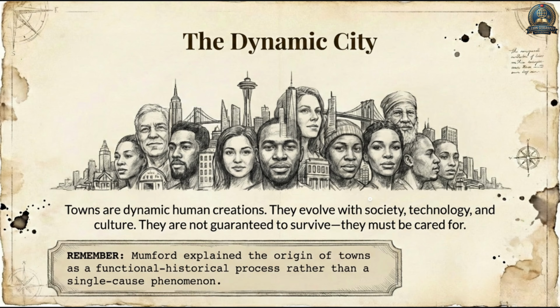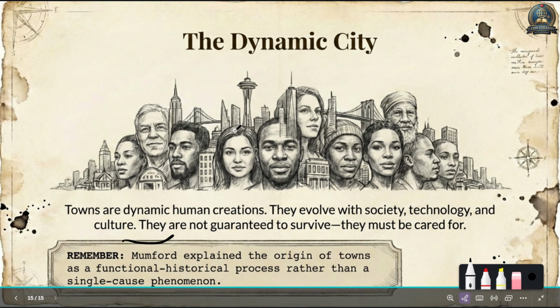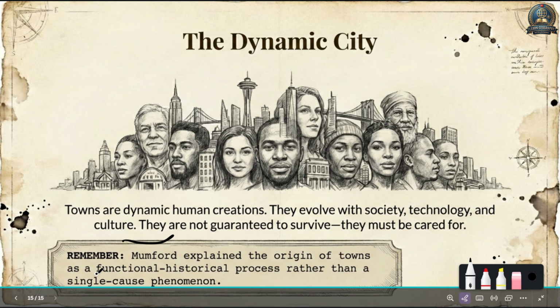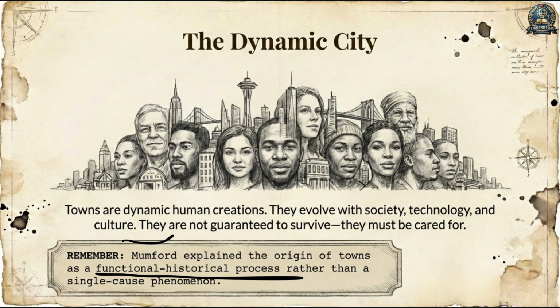Towns are dynamic human creations. They evolve with society, technology, and culture. They are not guaranteed to survive. They must be cared for. Remember, Mumford explained the origin of towns as a functional historical process rather than a single-cause phenomenon.